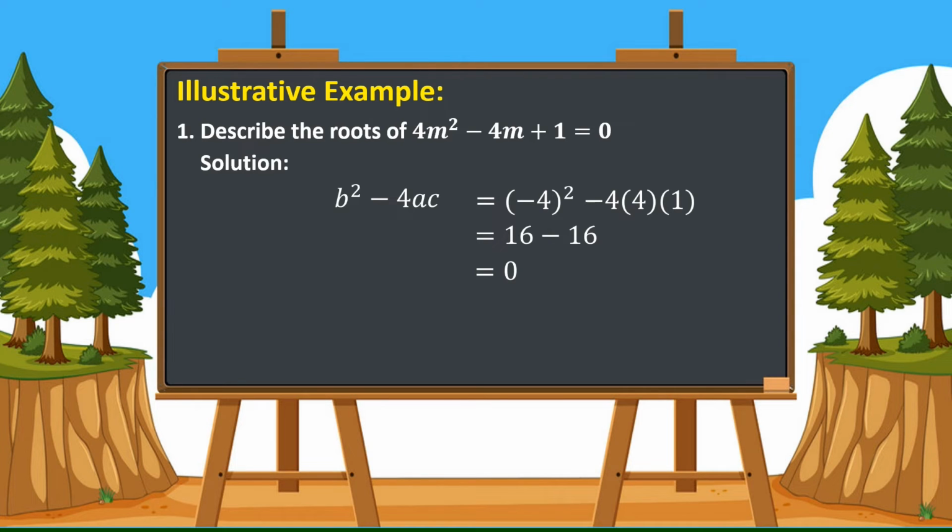The discriminant is 0. We can say that the roots of the quadratic equation 4m squared minus 4m plus 1 is equal to 0 are real numbers and equal.